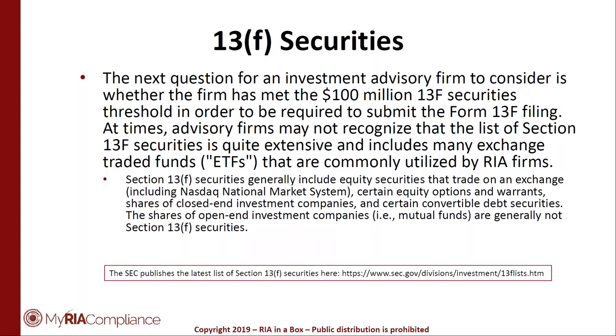And in particular, I would point you to the red box at the bottom of the slide, the SEC publishes a regularly updated list of Section 13F securities that's available on their website. You can always go to that website. You can use your Control F function on your browser. You can search different CUSIPs or ticker symbols. And you can check, particularly around ETFs, to see if some of those are qualifying as 13F securities.